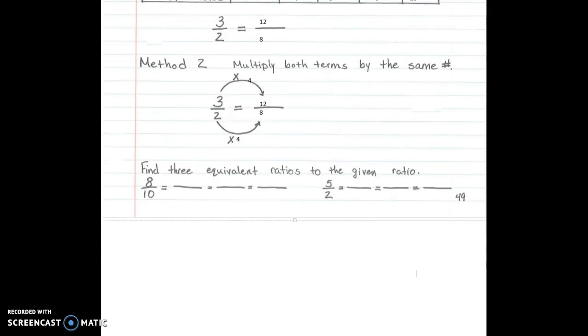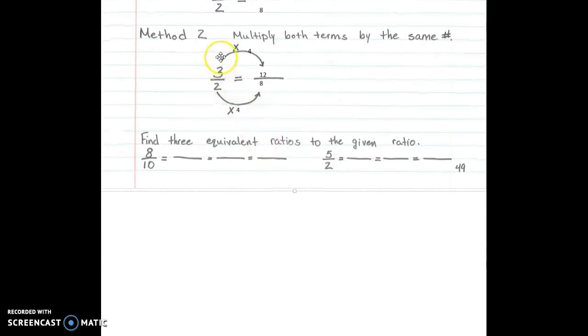Alright, so, using this method here that previous students have called the hamburger method, find 3 equivalent ratios for 8/10 and 5/2. I'll put up my answers briefly. Alright, so here are my examples. See if you can guess how I increased or decreased my equivalent ratios.